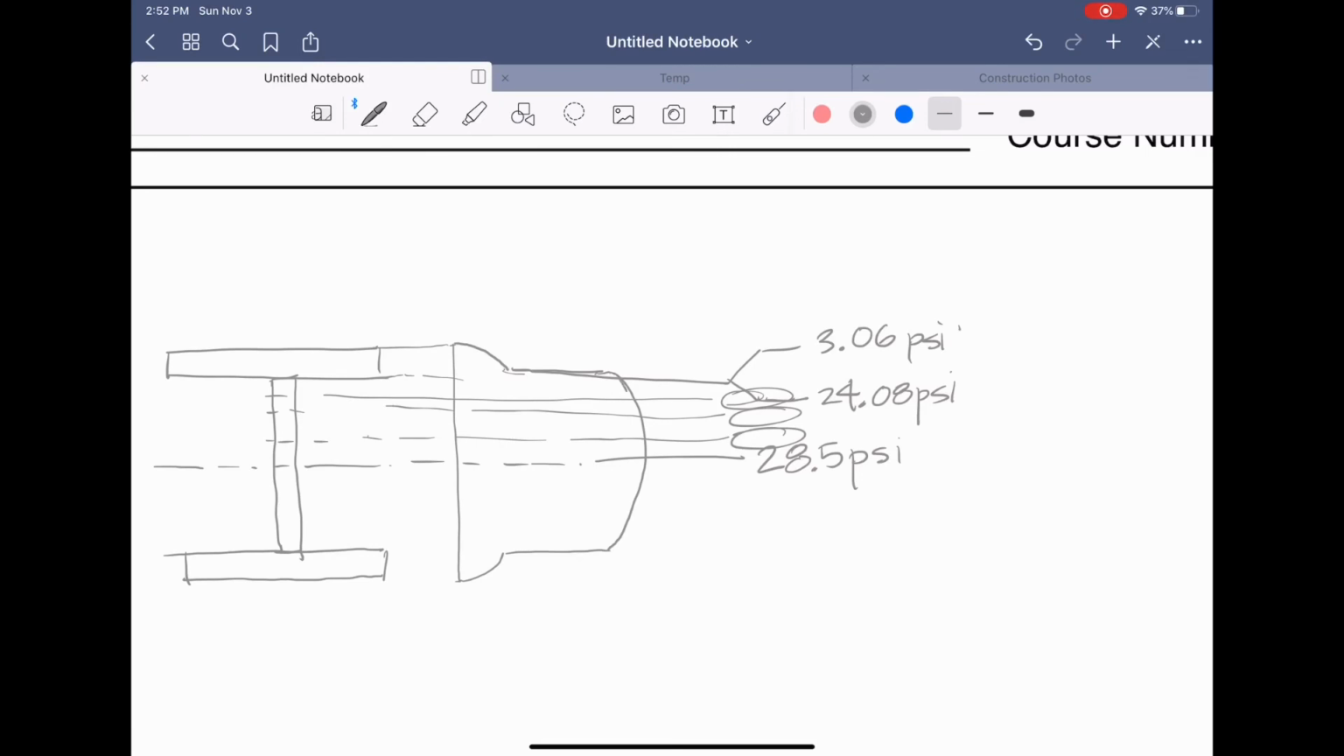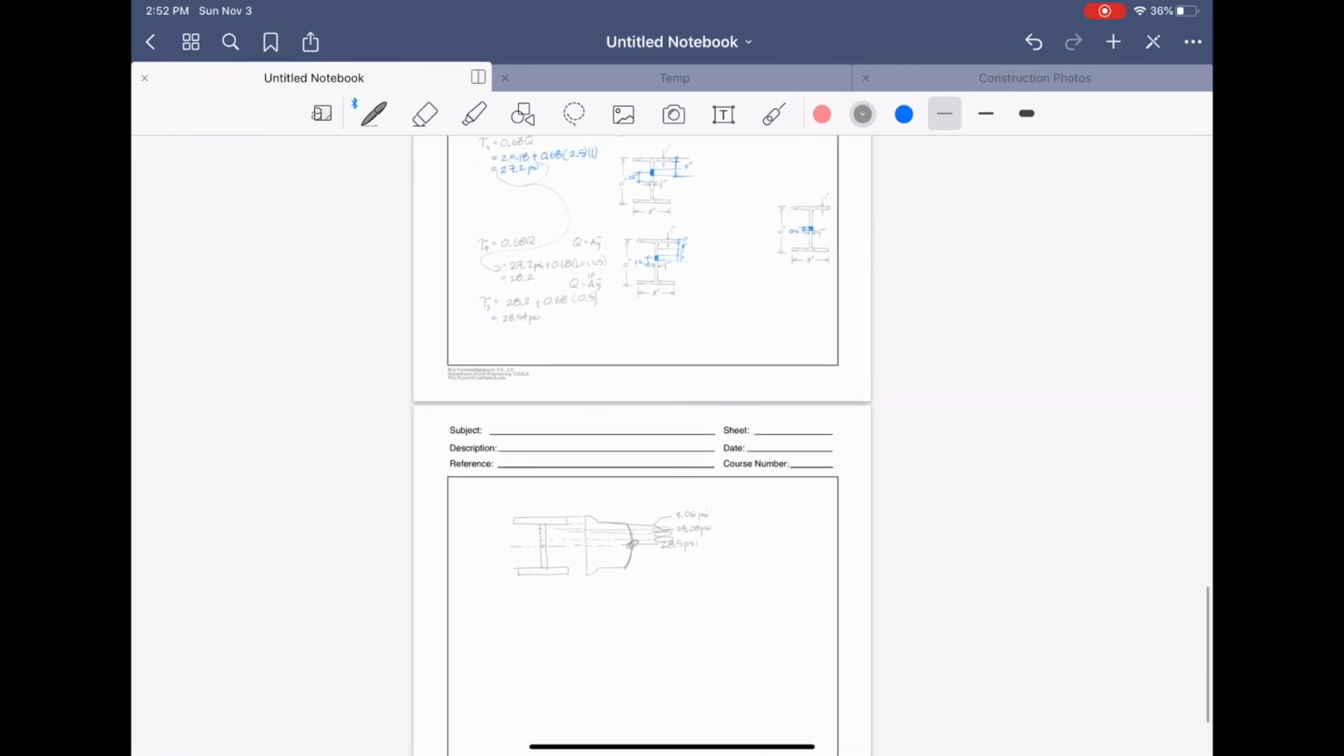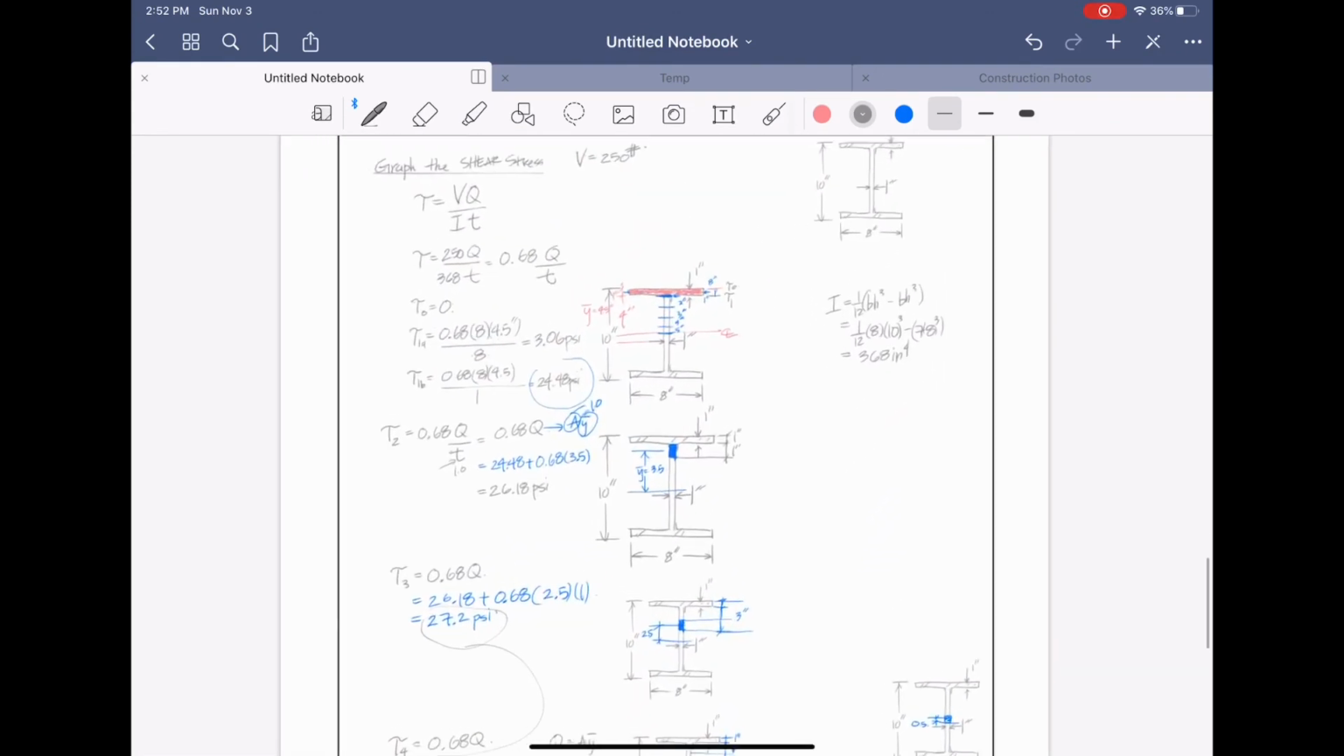Now, remember that stress in shear is maximum at the center. Remember, in bending, stress in the middle was 0 because you had your neutral axis. So it's a little different, okay? All right, so that concludes this problem.